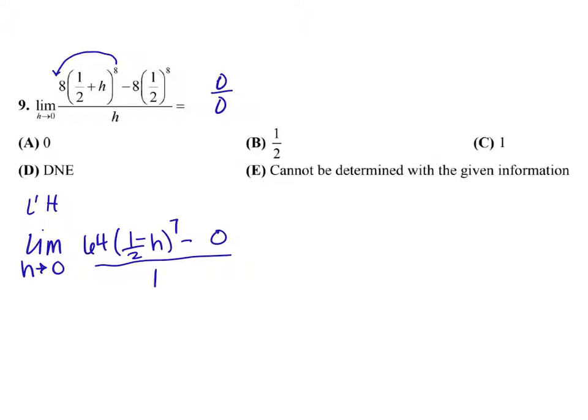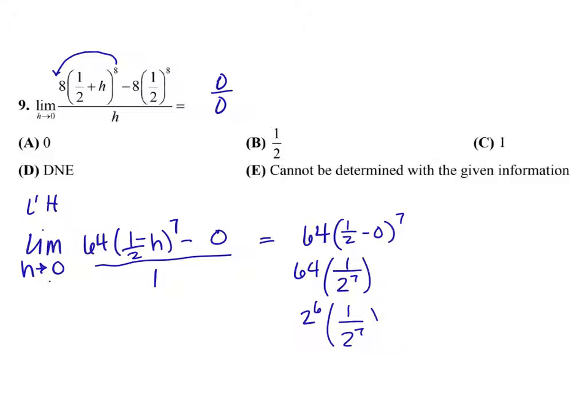Well, that's not too bad. So here we substitute in 0. We're going to have 64 times (1/2 minus 0) raised to the 7th. So 64 times 1 over 2 to the 7th. I'm just going to bring that in. Let's see, 64 is going to be 2 to the 6th, over 2 to the 7th. So that's going to be just 1 over 2 to the 1st, or 1/2.